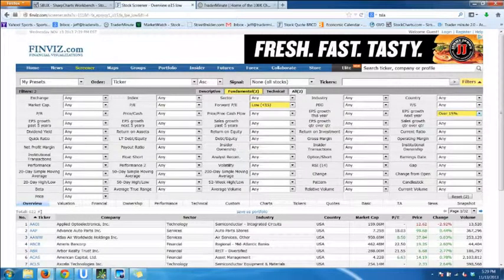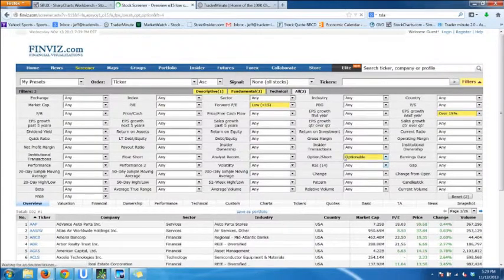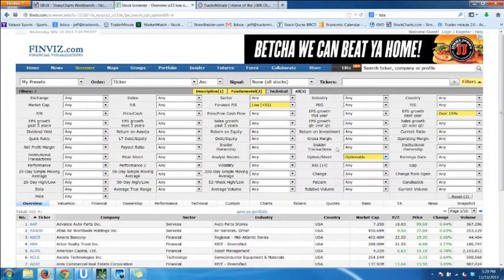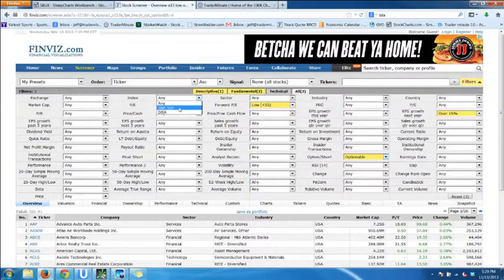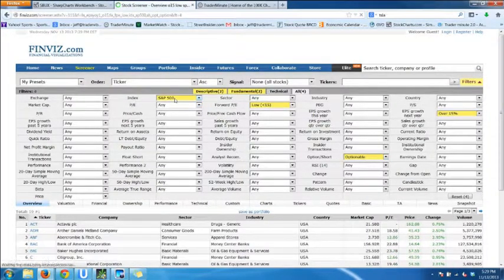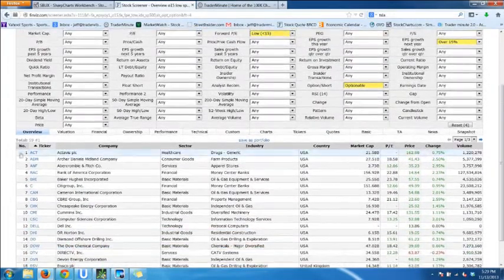All right, well, we want stocks that we can trade options with. Let's come into the screener. Do we have anything that says option? Yeah, optionable. We can say we just want these stocks that are optionable. Well, we want to have good options for these, so we're probably looking for stocks that trade in the S&P 500. And now we're down to 59 stocks.